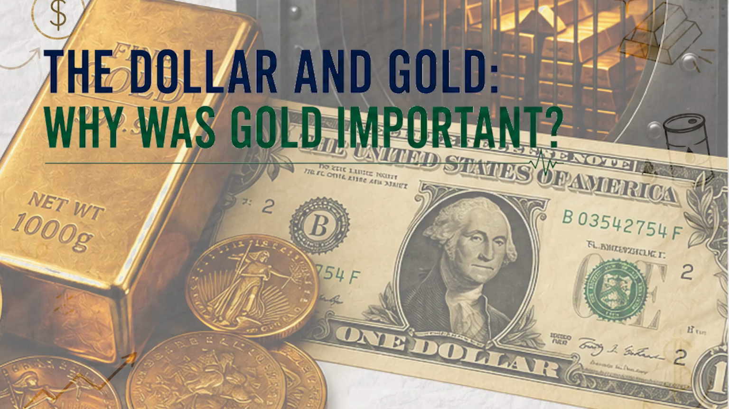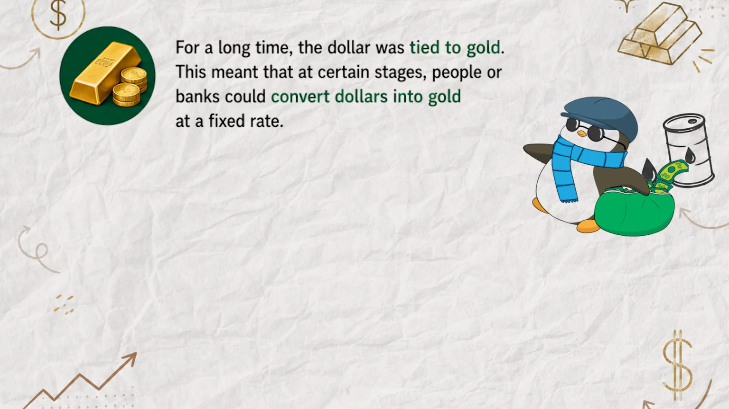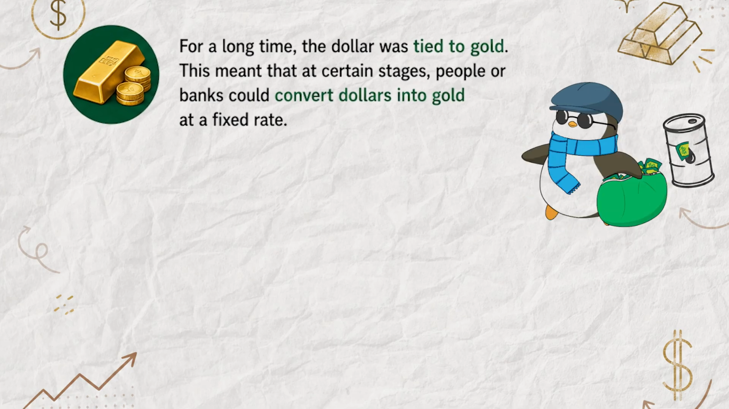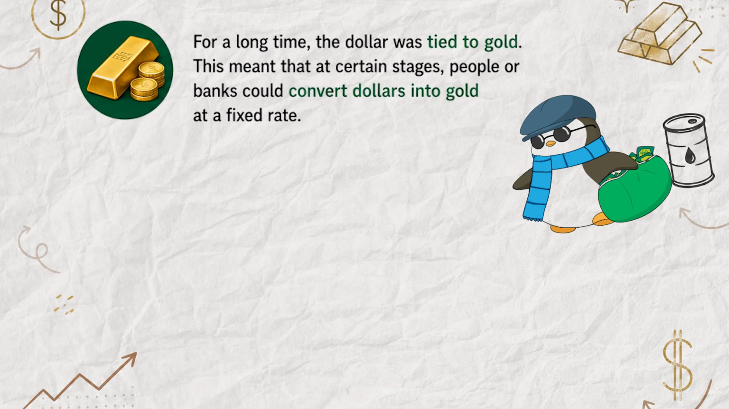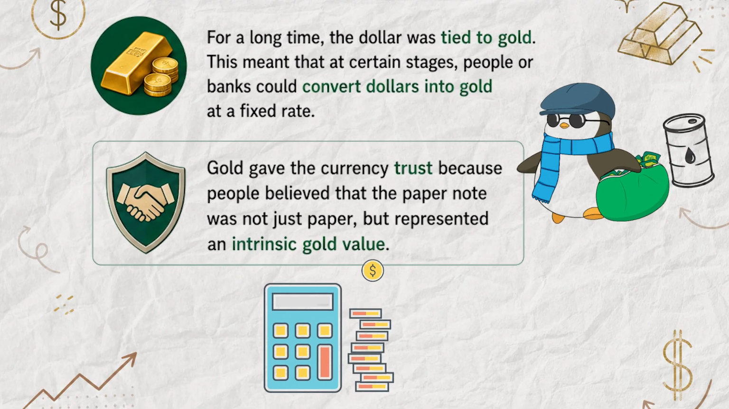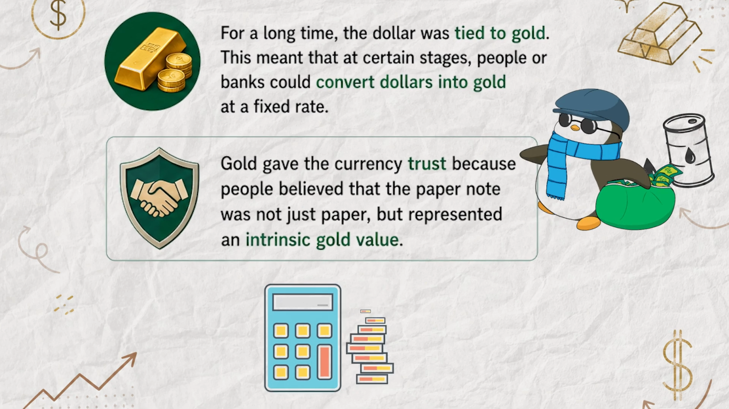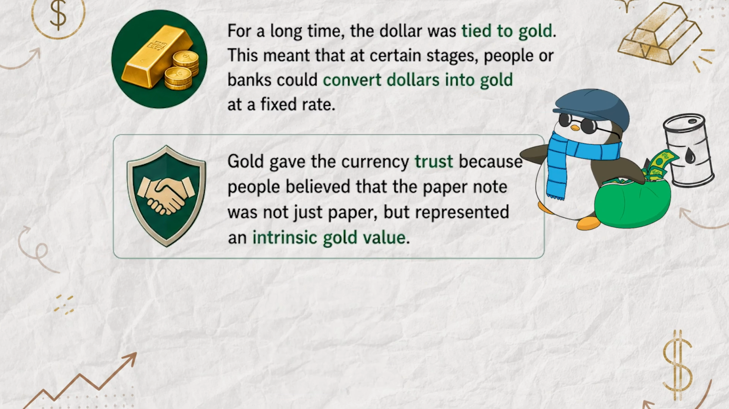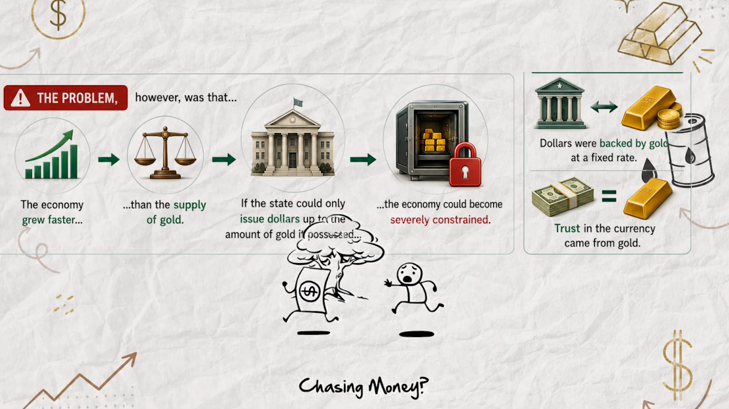The dollar and gold. Why was gold important? For a long time, the dollar was tied to gold. This meant that at certain stages, people or banks could convert dollars into gold at a fixed rate. Gold gave the currency trust because people believed that the paper note was not just paper, but represented an intrinsic gold value. The problem, however, was that the economy grew faster than the supply of gold.